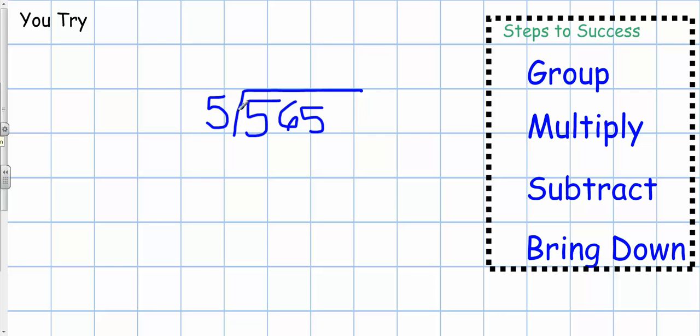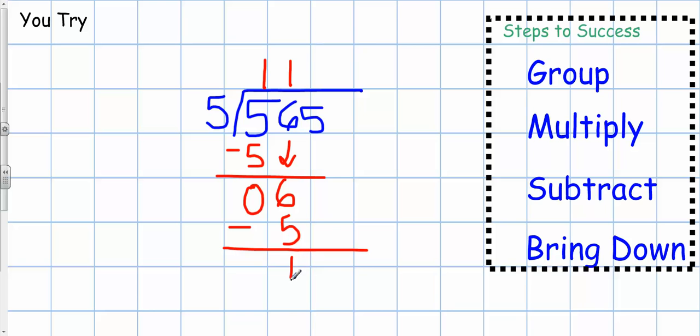Alright, let's see how we did here. How many times does 5 go into 5? How many groups of 5 go into 5? 1. 5 times 1 is 5. I'm going to subtract that, so 5 minus 5 is 0. My next step tells me that I need to bring down, so I'm going to bring down my 6. Now how many times does 5 go into 6? Well, 1 time again. 5 times 1 is 5, so I'm going to subtract 5, end up with a 1, and I'm going to bring down my 5.